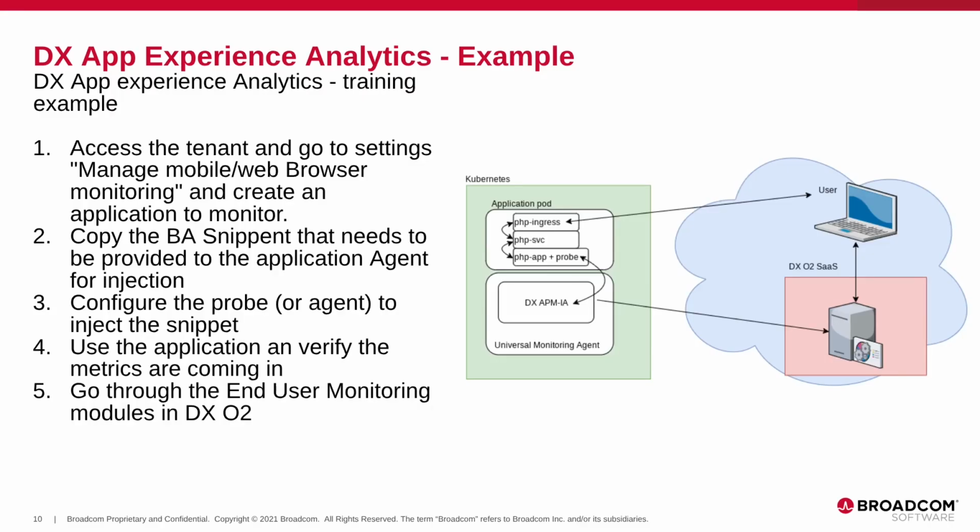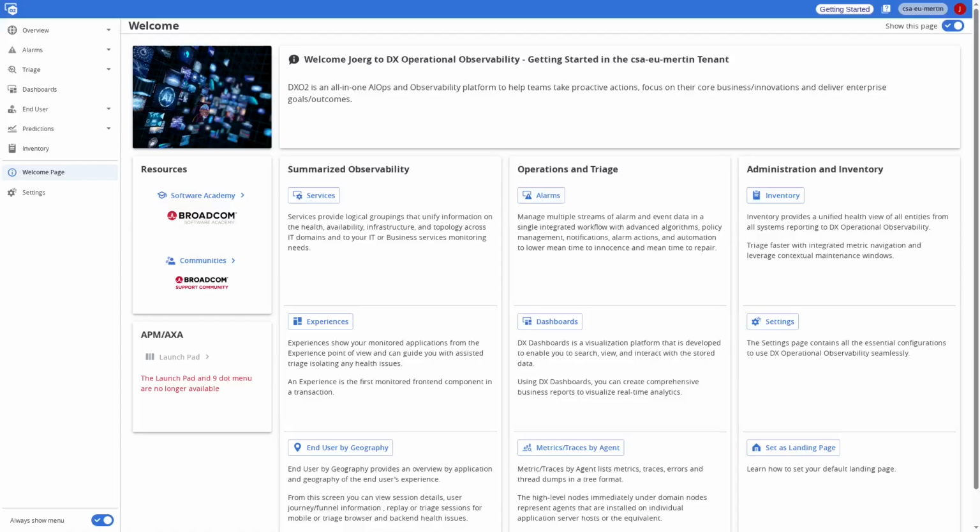For the purpose of our training, we will use a small application you can see on the right. This small application runs on Kubernetes and takes advantage of the Universal Monitoring Agent auto-attach feature. For this, we'll have to create a logical application in DX first to create the BA snippet and configure the probe to inject it into the HTML response for every request. We will then go through the DX02 UI to look at the end user experience.